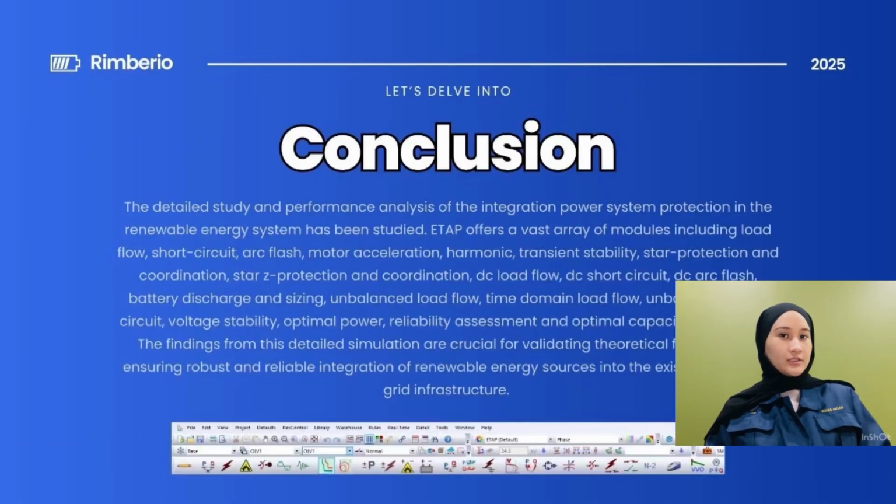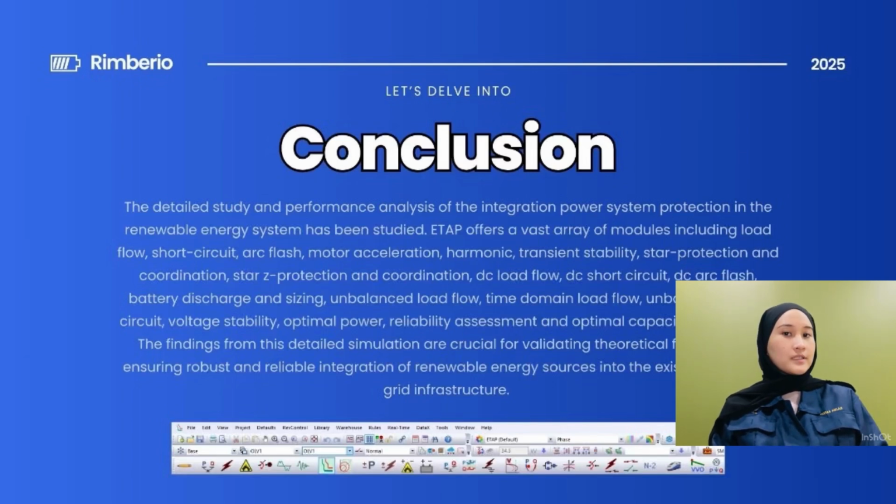In conclusion, the detailed study and performance analysis of the integrated power system protection in the renewable energy system has been carried out. The system was simulated with the help of ETAP software, and a detailed analysis of the short circuit simulation has been obtained.